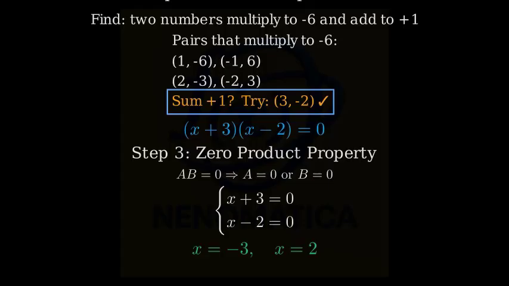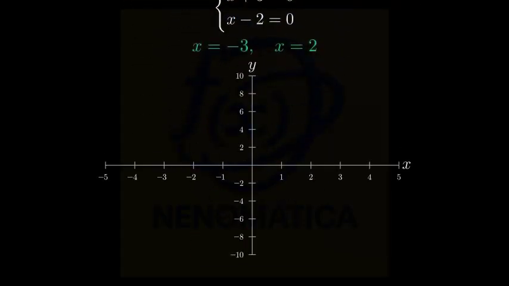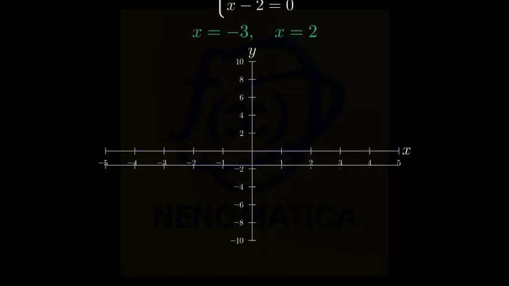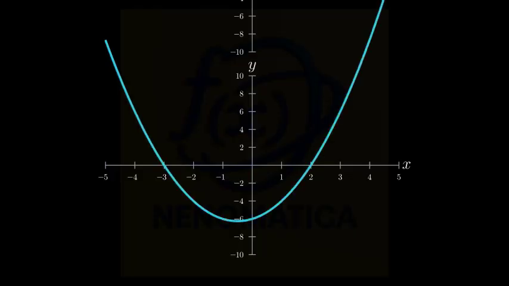Let's verify visually on the graph. We'll draw the x-axis and y-axis and plot the function x squared plus x minus 6. Notice where it crosses the horizontal axis. It crosses at x equals negative 3 and x equals 2, exactly our solutions.